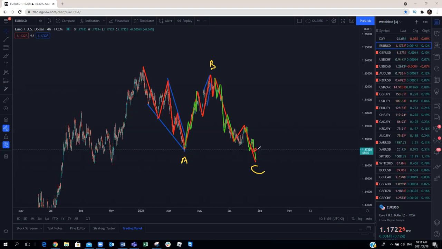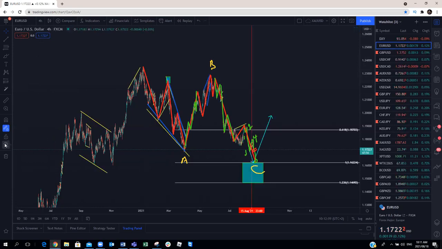So we're currently here on the lower degree, wave 5 in the green. So this is wave 1, 2, 3, 4. We are on the 1 hour. We are looking for this one to make a slight move to the downside. And that move to the downside is onto the blue box.